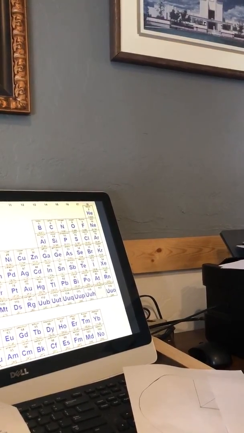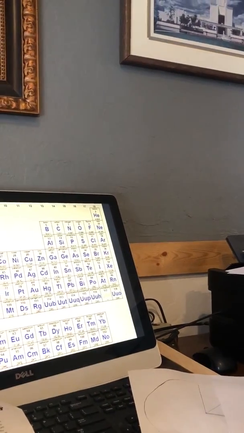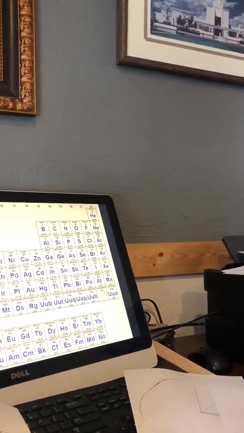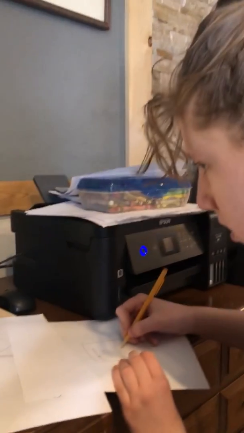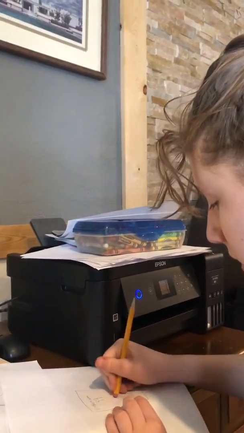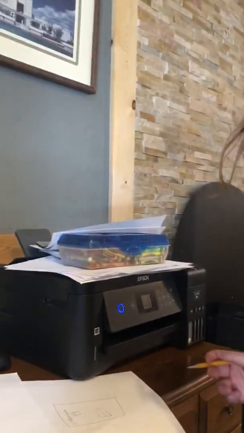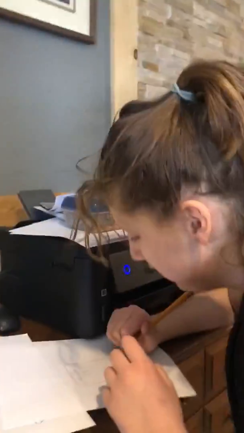We named an element after Einstein. Oh, how do you know it's named after Einstein? Because it's called Einsteinium. Good job. Or Einstein. Yeah, Einsteinium. I don't know how to pronounce it.